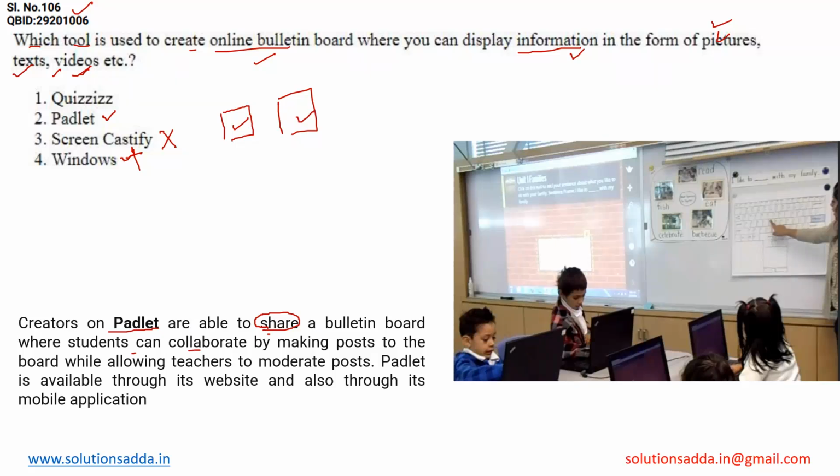If something is found which should not be on the board, the teacher can delete or modify the content on the board. Padlet is available through its website and also through its mobile application. There are so many ways in which we could use Padlet. Basically, Padlet is a shareable tool with a single screen shared with all the students, and students can share their thoughts in the form of pictures, text, etc. And there is a teacher who monitors and controls the whole wall. So the correct option for this question will be option number 2.